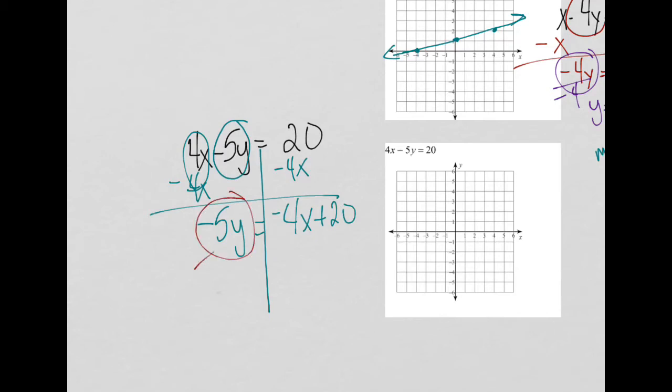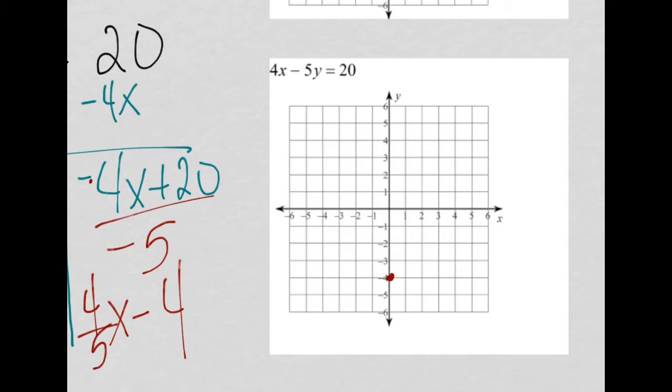Circle what you're solving for, divide by negative 5, divide by negative 5. y equals negative and negative, turn that positive, so I have positive 4 over 5x. 20 divided by negative 5 is a negative 4. My starting point is my y-intercept, and that's at negative 4. So I'm going to put my dot at negative 4.